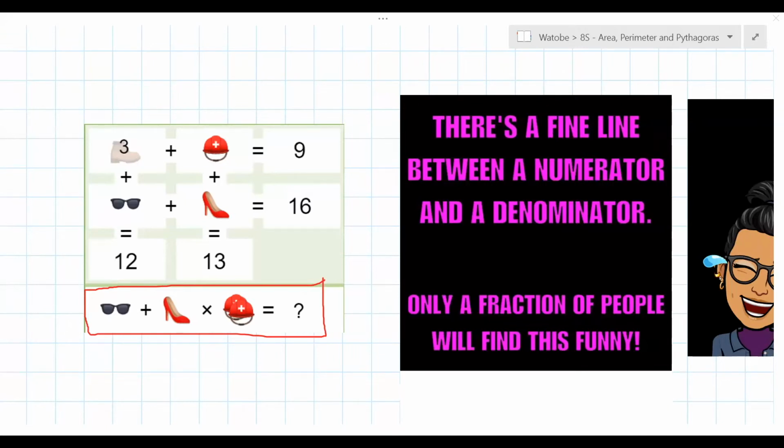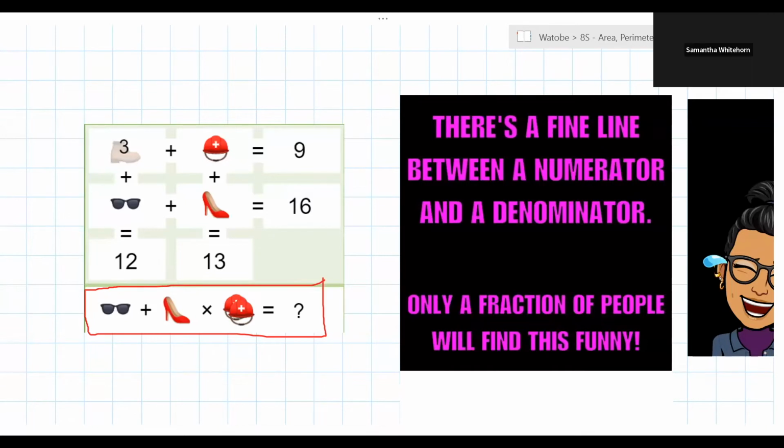It's not 96, it's not 104, it's not 136, it's not 25, it's not 157. Let's continue. I haven't seen the correct answer. Let's go. Make sure that you do your calculations nicely.